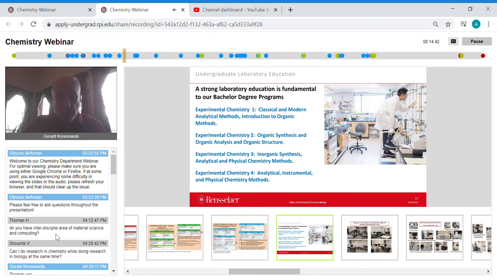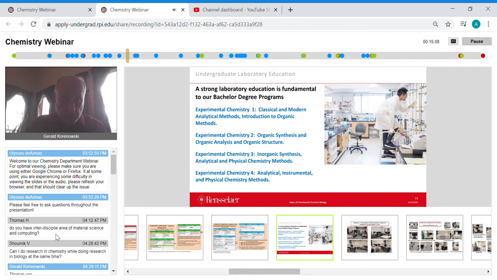All right, so our main program starts in our sophomore year. There are chemistry labs in the freshman year with Chem 1 and Chem 2, which we call Chem 1100 and Chem 1200. But sophomore year, we begin with our real intensive laboratory course, Experimental Chemistry 1, which consists of classical and modern analytical methods, and then an introduction into organic methods.